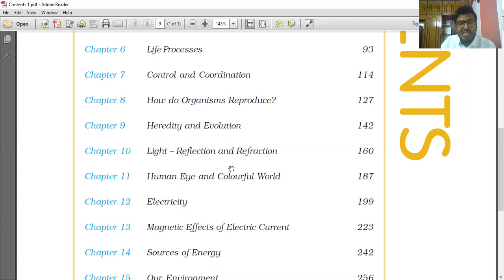And then the next thing is, from white light you're getting different colours. You can see different colours in the rainbow itself. Now how the rainbow is forming, how there are different colours, which you have learned before, how those colours are coming, all those things we'll be learning in this human eye and colourful world.